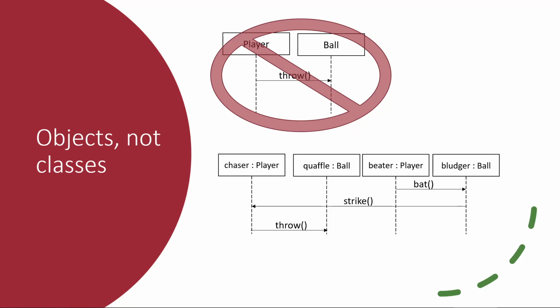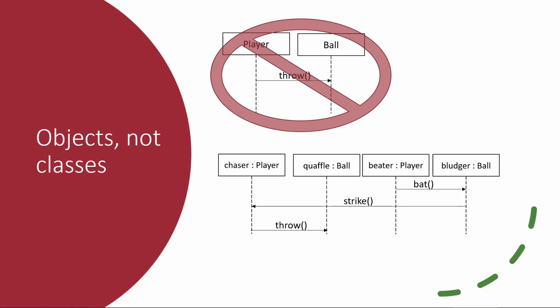I apologize for the sports analogy, but this is a Quidditch example, so it's kind of blending sports and fantasy. In this case, we have a chaser and a quaffle and a beater and a bludger. So we have two players and two different types of balls out there. The beater starts first by batting the bludger, and then the bludger strikes the player, and then the player throws the quaffle. So this sequence can show that.